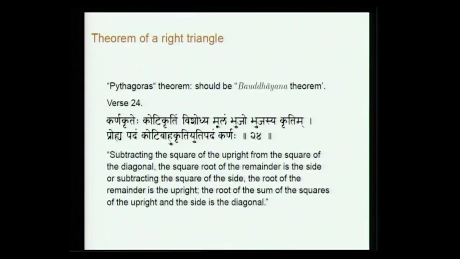So, he says: In a karana krute hai koti krutam vishojya moolam bujo bujasya krutim proksha padam koti bahu kruti yuti padam karana. Subtracting the square of the upright from the square of the diagonal, the square root of the remainder is the side. Or subtracting the square of the side, the root of the remainder is the upright, and the root of the sum of the squares of the upright and the side is the diagonal.